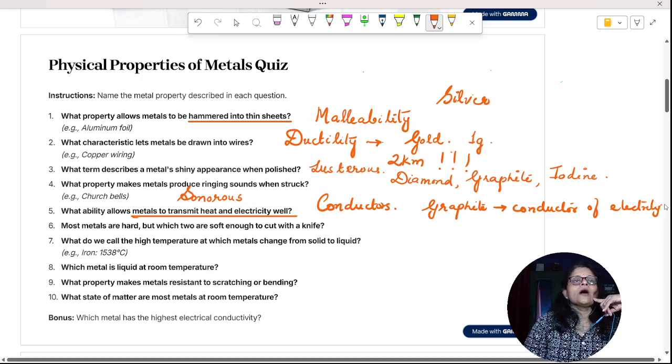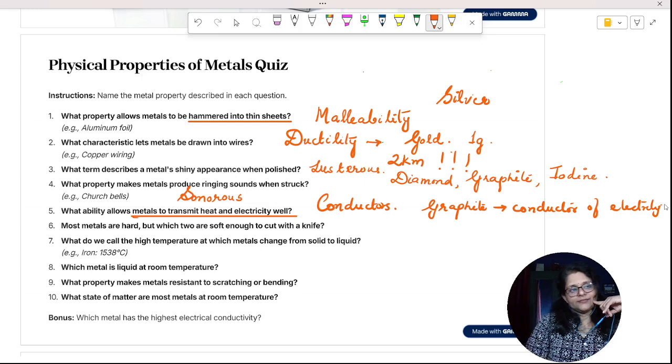Okay, most metals are hard. Yes, you have seen these cases. See, the watch is made of a metal. It's written stainless steel here. Stainless steel is actually made of iron and carbon. It's an alloy. So it is hard, as you can see. But which are the two soft metals which can be cut with a knife?